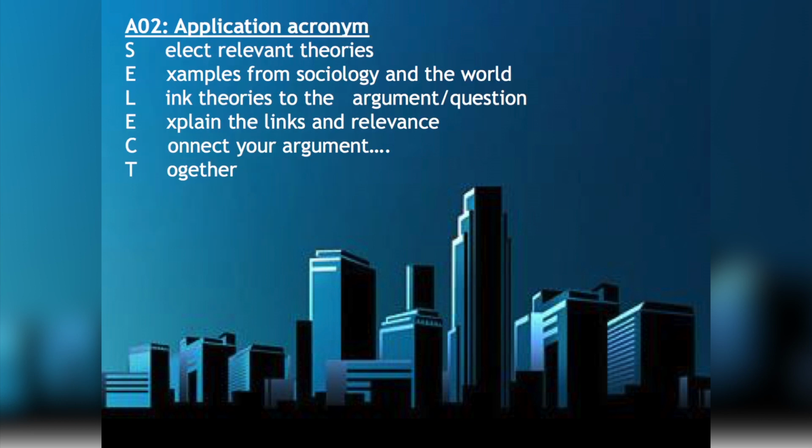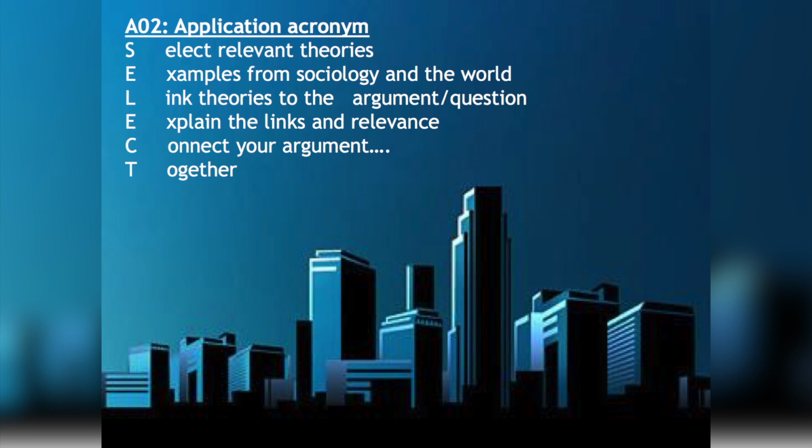Now for AO2, I've got an acronym that should make it easier to grasp. Select is all about the information and theories that you select. First of all, select relevant theories. Make sure you're picking theories that answer the question and are relevant to the topic at hand. Use examples from sociology, so examples from theorists, from research they've conducted, and from the world around you, or the news, etc.